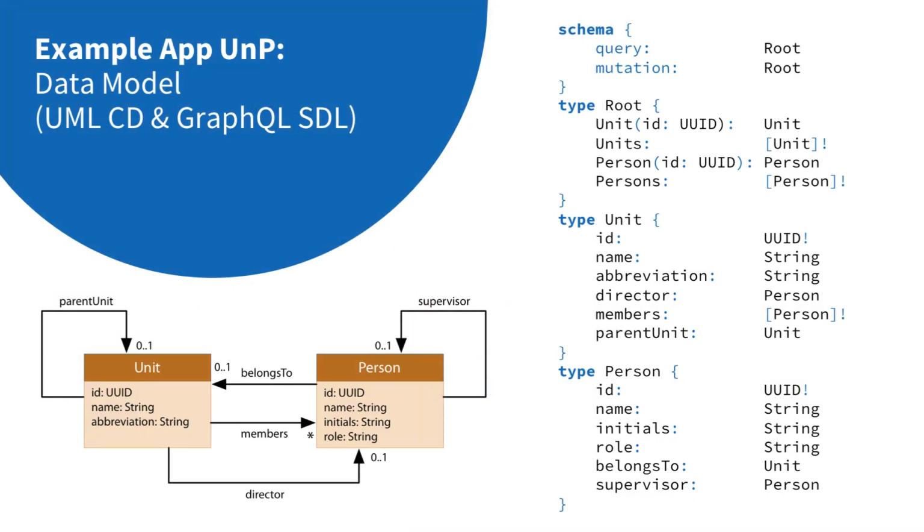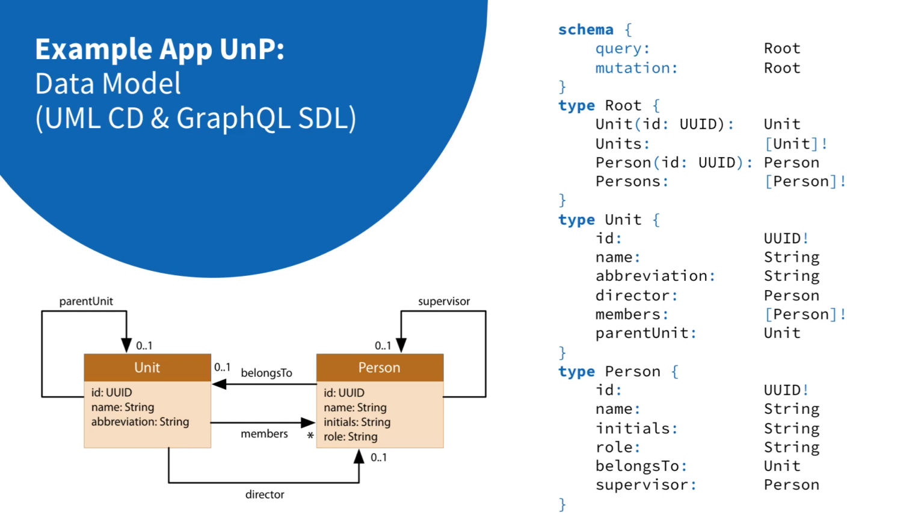Now let's look at a more realistic example instead of a hello world. We have a UML class diagram on the left here. This is just a data model consisting of 2 entities. That's the reason why the example application is named UaP for units and persons, because it has a data model just of those 2 entities, a unit and a person, and a few relationships. Units have parent units, a person can have a supervisor, a unit has 0 or more members as persons, a person belongs to 0 or 1 unit, and a unit can have a special person under the role director.